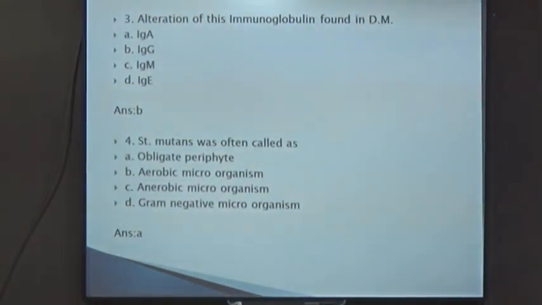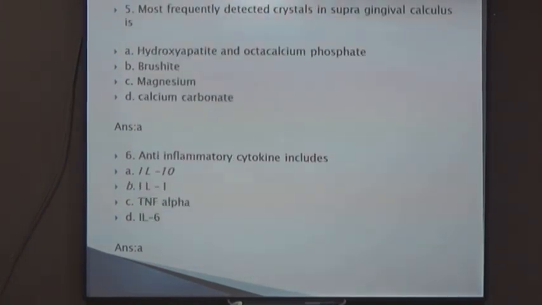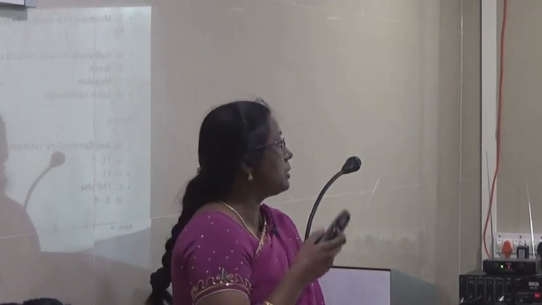And Streptococcus mutans is often called an obligate periphyte. It is often called obligate, whether aerobic, anaerobic, no, gram-negative, no. It is an obligate periphyte. Most frequently detected crystals in supragingival calculus: hydroxyapatite and octacalcium phosphate. Why not brushite, magnesium? Brushite and magnesium will be subgingival. Usually magnesium and brushite, where will it be? Whitlockite, where will it be? Mandibular anteriors, most of them brushite will be there, and magnesium whitlockite will be in the posteriors.